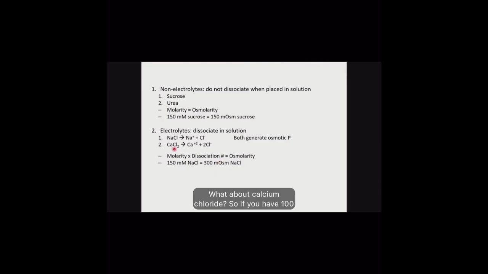What about calcium chloride? So if you have 100 millimolar calcium chloride, what would be the osmolarity? 100 millimolar calcium chloride. So calcium chloride dissociates into what? Into 1 calcium and 2 chlorides, right? So what is the dissociation number here?